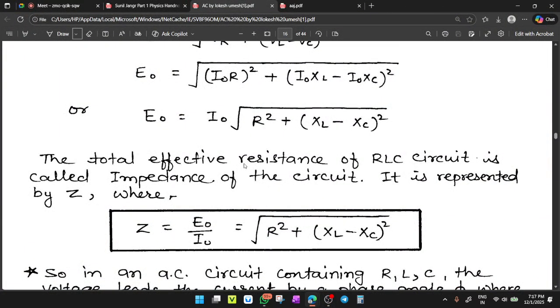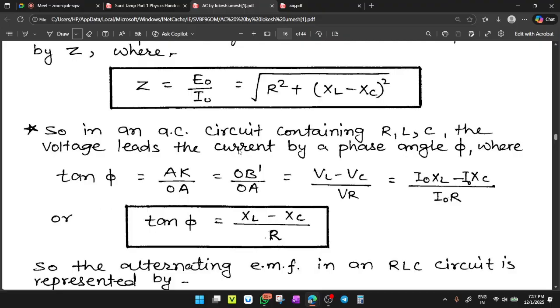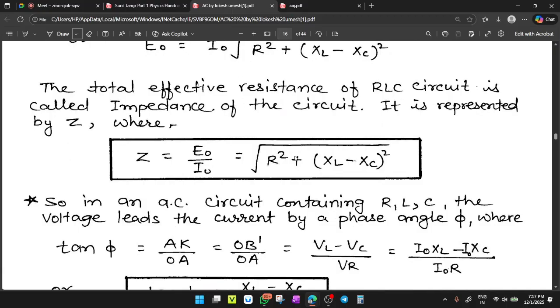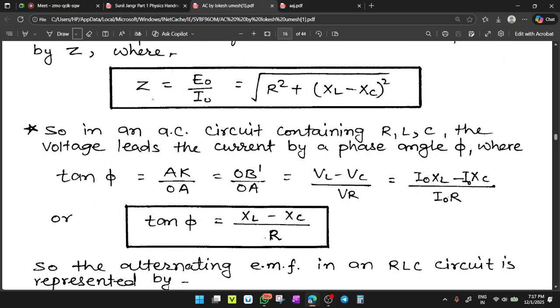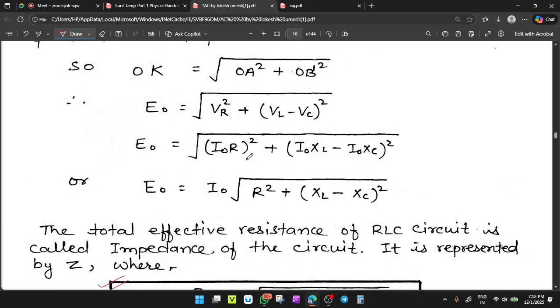So today, in the context of AC, we are starting the LCR circuit response, series resonance conditions. Before this, we have completed the relation for impedance. The net impedance is given by Z equals under root R square plus (XL minus XC) whole square. This is the relation for impedance, and tan phi, the angle of phase, equals (XL minus XC) upon R. And the resulting alternating EMF in the RLC series circuit is given by E naught sine (omega t plus phi). So these are the three relations we have derived so far.